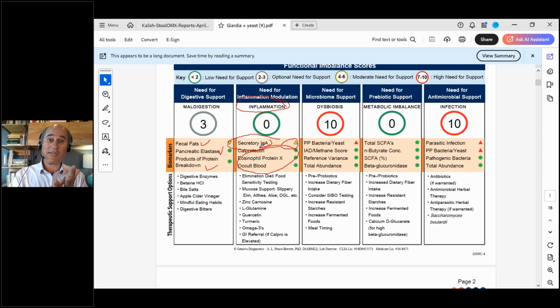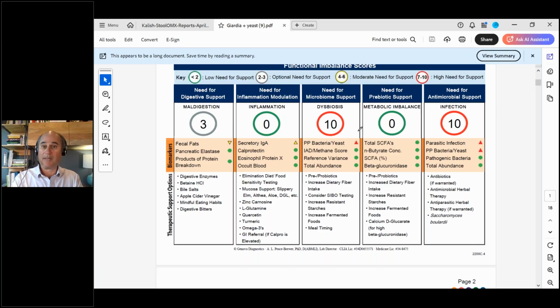Some combination of those can cause small intestinal bacterial overgrowth, because if you don't kill the bacteria in your stomach with hydrochloric acid and you don't have enough bile in your system, the small intestinal bacteria are going to proliferate. And then in the intestinal tract, we're looking at the immune response and the inflammatory response. And this person has the immune response problem, that's your SIgA, but not the inflammatory problem.